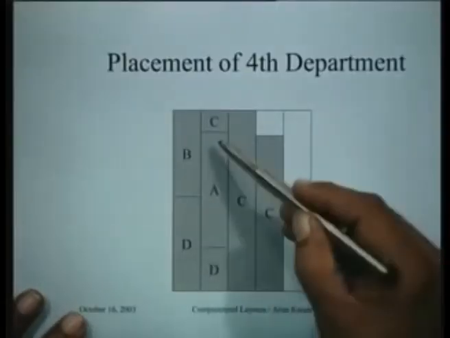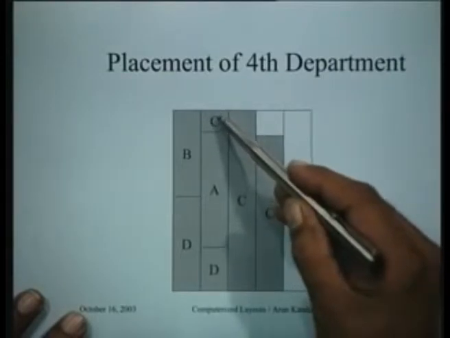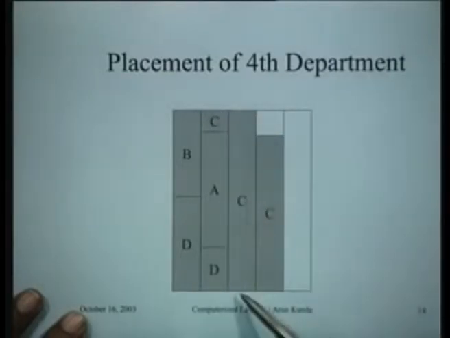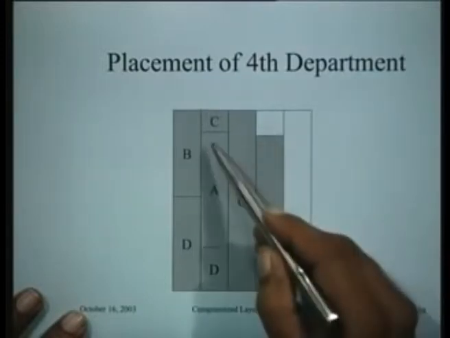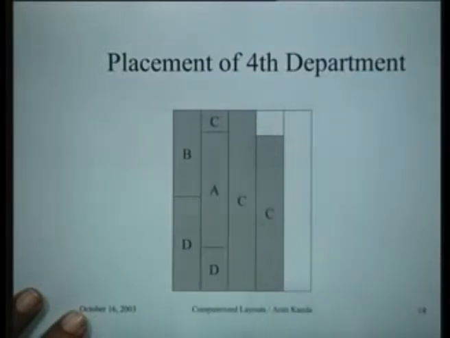Now finally we talk about the 4th department. The 4th department is C. So C is placed here, and suppose it's a big department, it goes on like this, and then it goes on like this, and it finishes here. So you will find that the shape of the department is something like this as far as C is concerned, as a consequence of the vertical scanning pattern.